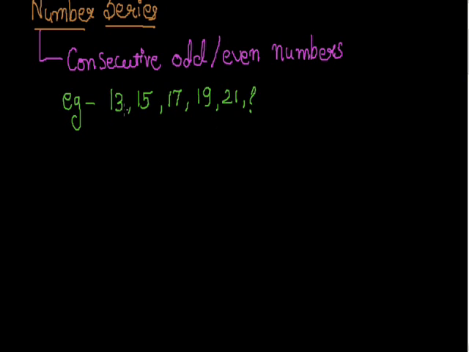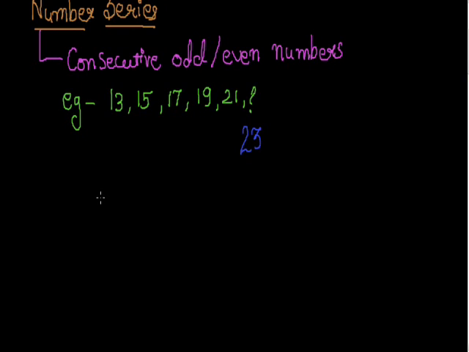We can see here that each of these terms is an odd number with a common difference of +2. So our next number after 21 will be 23. That is the next odd number of 21. So this is a series of odd numbers.